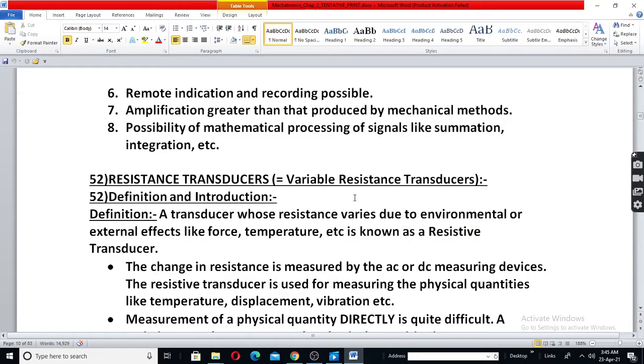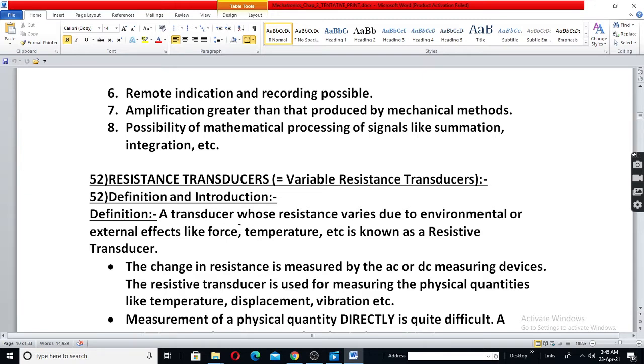Class 146. Resistive transducer or resistance transducer. In fact, they are actually variable resistance transducers, which means variation in resistance is used for measurement. Shortly, resistive transducer.